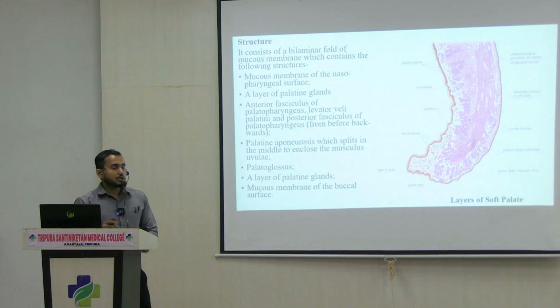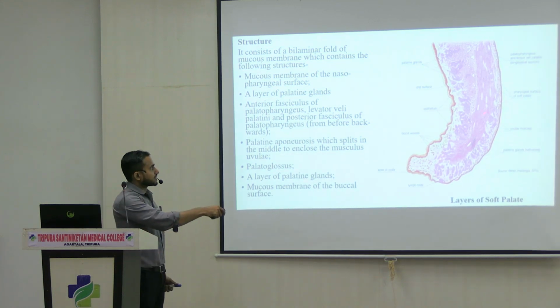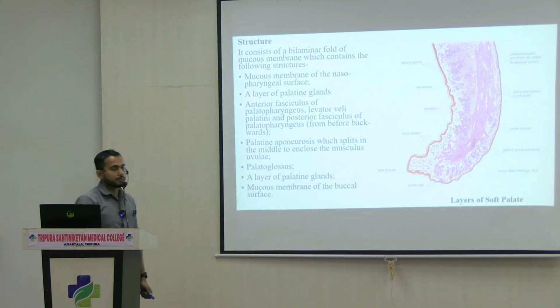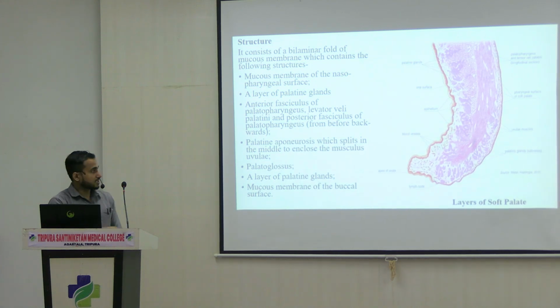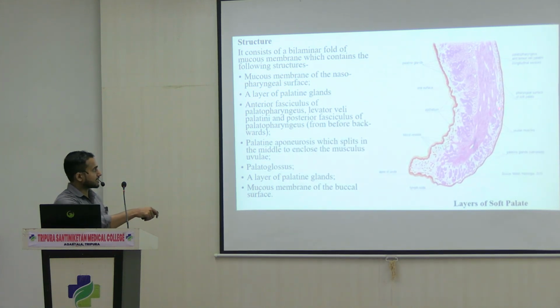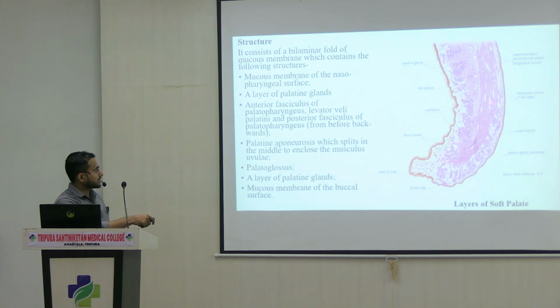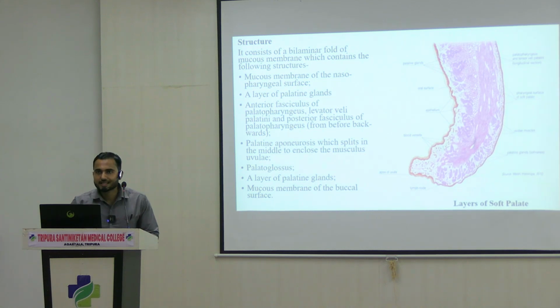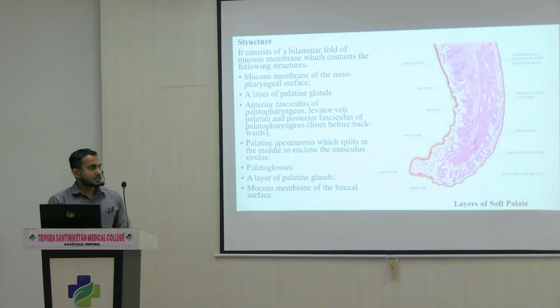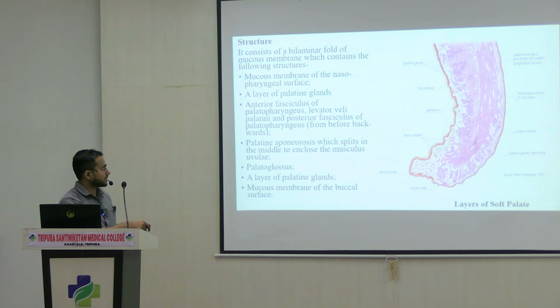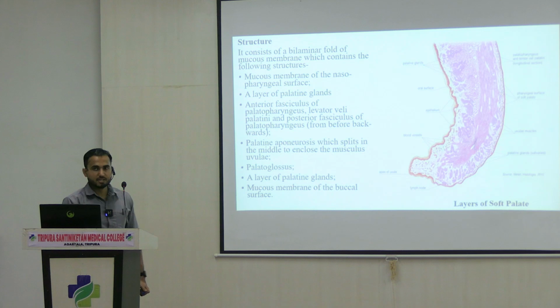Next, in between them you can see different layers are there. After that, a layer of palatine glands is present, as you can see over here. Then this particular layer is made up of skeletal muscle. Most of the muscles are present over here except two muscles. What are they? These are the musculus uvulae and palatoglossus. These two muscles are not present here; except for those, all the muscles are present.